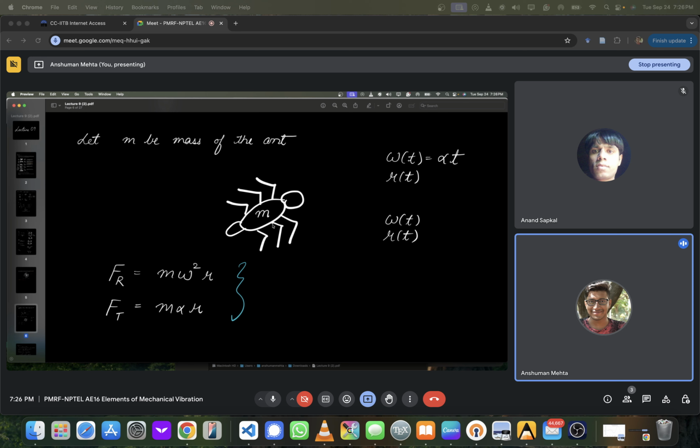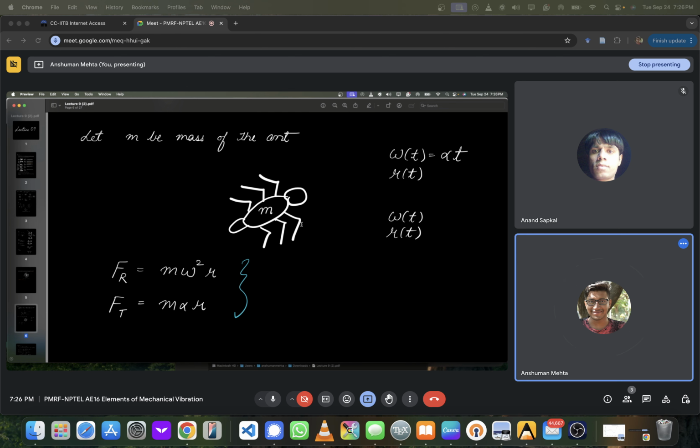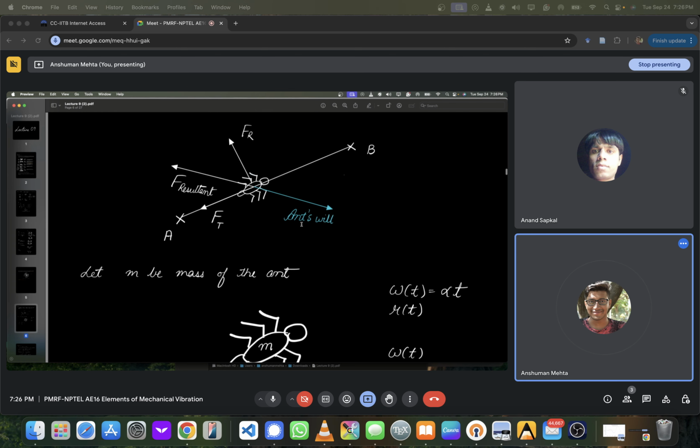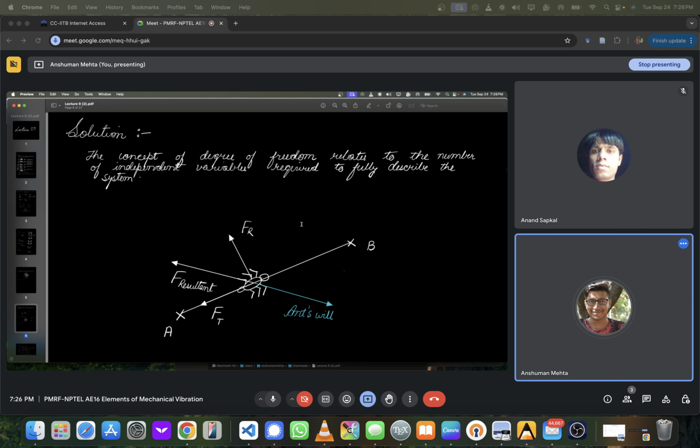Let me draw that ant. So this ant is walking like this. I don't know if walking with 6 legs is called walking. Oh, okay, sorry. We just destroyed our ant.